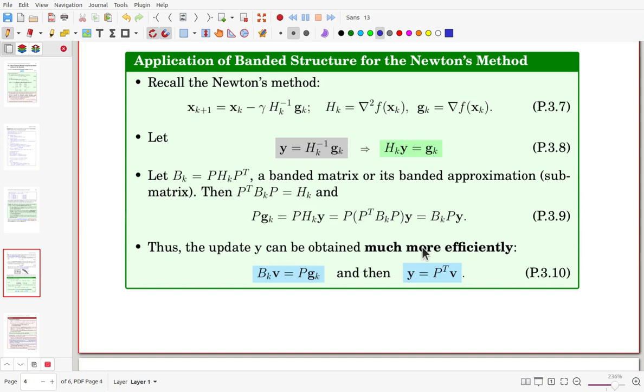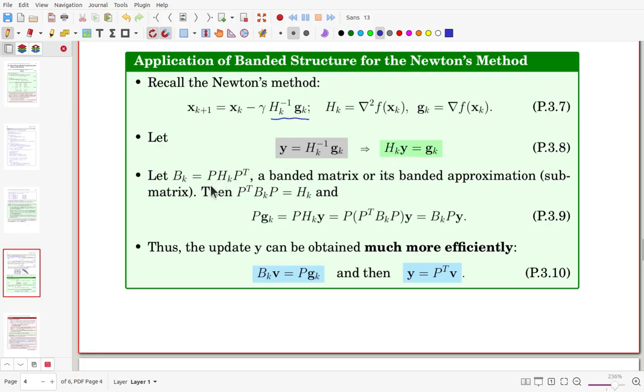Okay, recall the Newton method. The Newton method is formulated in this way. From the earlier iterate, we get the Hessian inverse and gradient. Okay, Hessian and gradient. That is the correction vector, and usually now gamma is 1. Now we focus on this portion. Let's use the notation y for this term. Then it is the same as Hy = g. So by solving this system, we can get y.